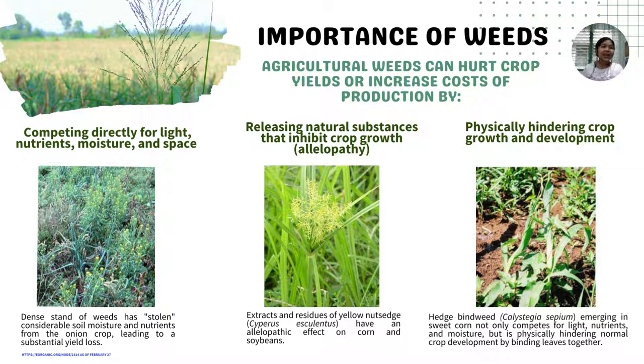So additionally, agricultural weeds can really hurt our crop yields or increase the cost of production. So how is this caused, or how is crop yield being affected? First, these weeds really compete directly for solar radiation, for nutrients, for moisture, and even for space. So in the first picture, we have seen that the weeds present in the area have considerably stolen these essential inputs that are supposedly allocated for the crop of interest.